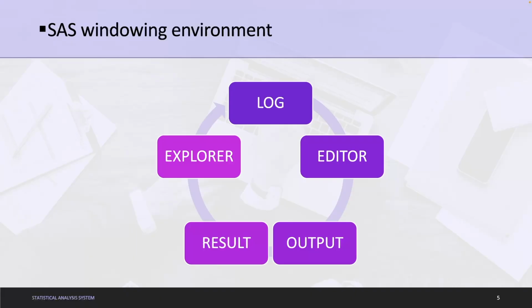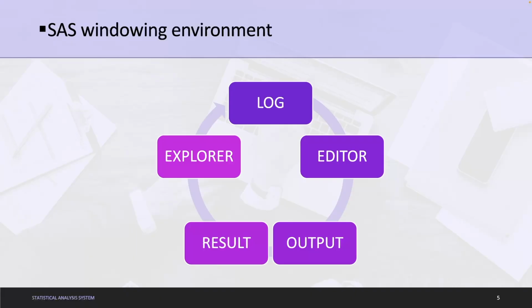This is the graphical user interface that helps us write, execute, and review our SAS programs. If you see the log, editor, output, result, and explorer windows, we'll go one by one and understand the importance of these windows. We start with the editor window. This is where we write SAS code. Whether it's a data step or a proc step, the editor is your coding workspace.